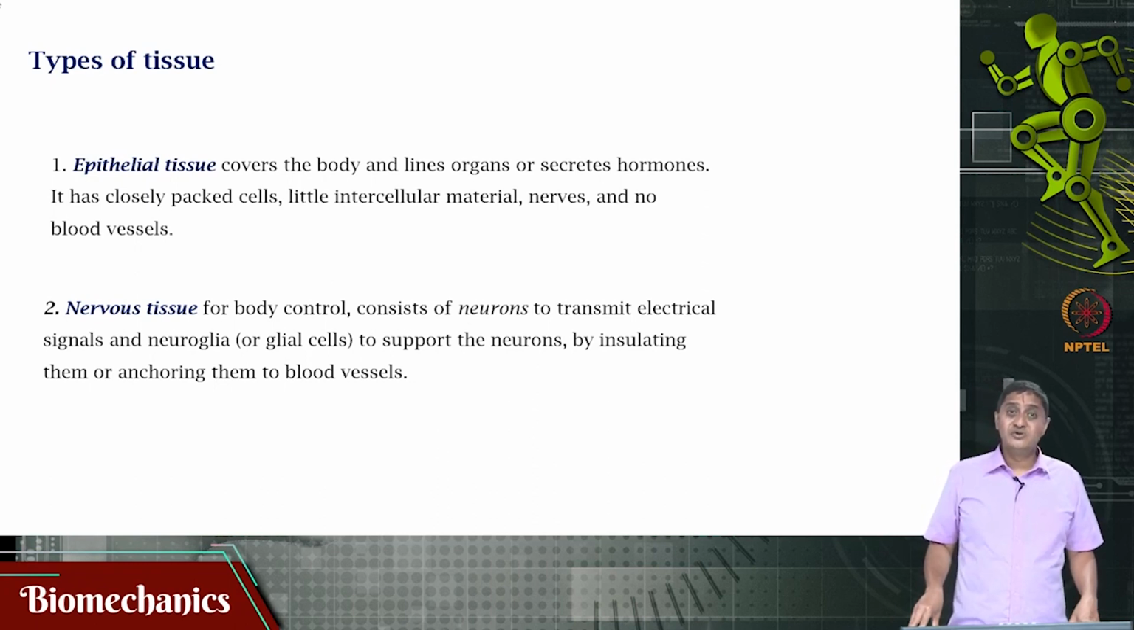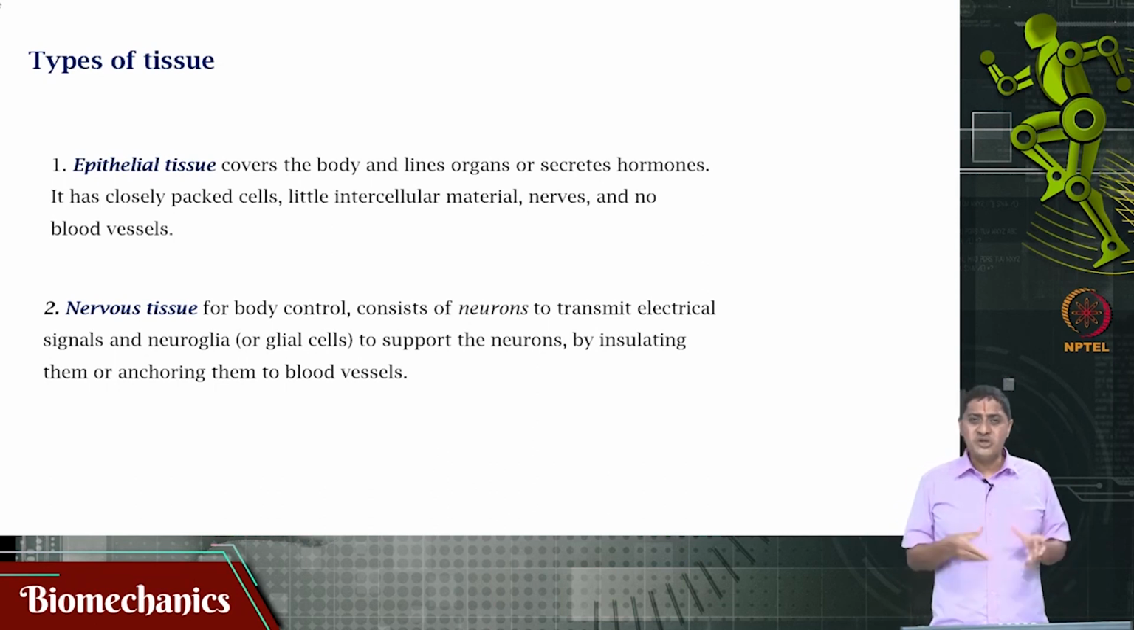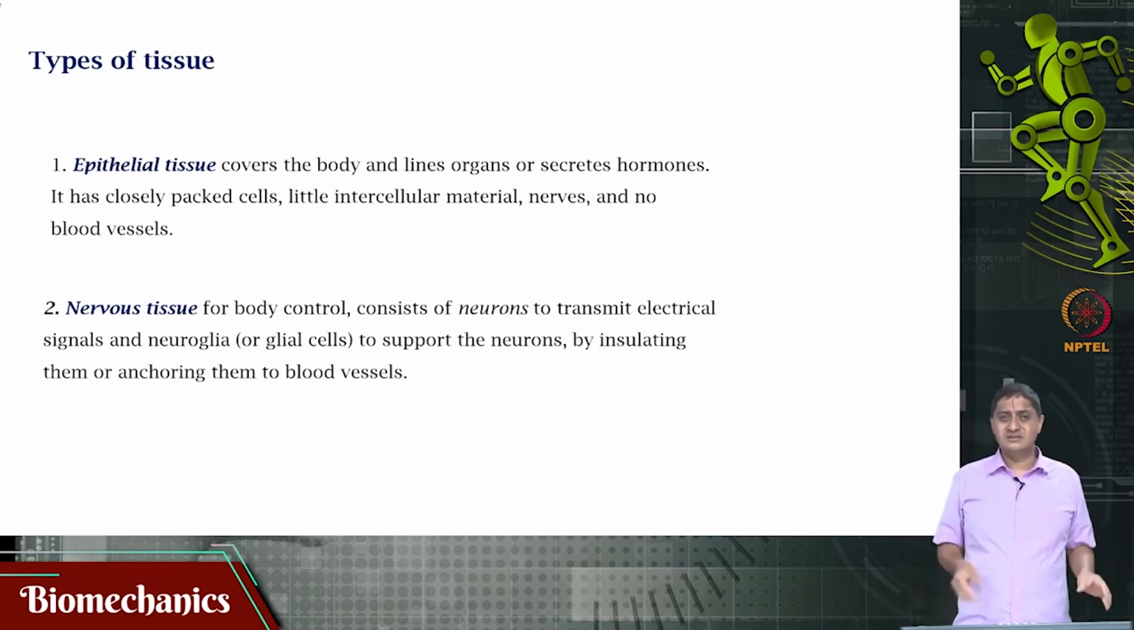Then you have neuronal tissue, or the nervous tissue, for control of bodily functions. Right? They have neurons that transmit electrical signals, and neuroglia, which are a type of glial cell, are those that cover and insulate the neurons, right, anchoring them and attaching them to the blood vessels. So, they act as a mode of communication between the blood vessels and the neurons. These are called nervous tissue.